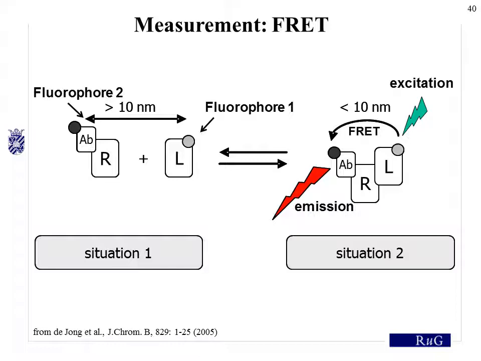In situation 1, where there is no binding, there is no resonance energy transfer and thus no signal. When binding occurs, the two fluorophores come in close proximity of less than 10 nanometers. So if fluorophore-1 is excited, energy will be transferred to fluorophore-2, who will then emit light. This is situation 2. This forms the basis of a FRET assay, which is a homogeneous mix and measure assay.